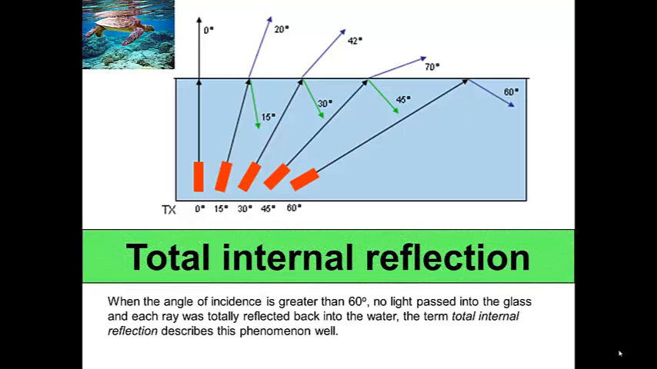We're going to talk about total internal reflection, which is defined as when the angle of incidence is greater than the critical angle, no light passes into the glass, and each ray is totally reflected back into the water. The term total internal reflection describes this phenomenon well. So when nothing gets through and it's reflected back, it's called total internal reflection.